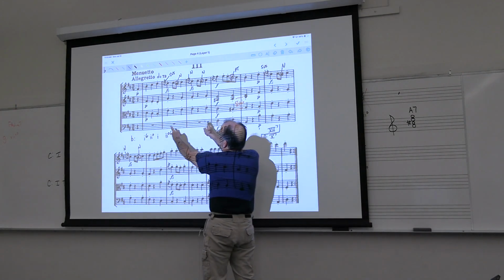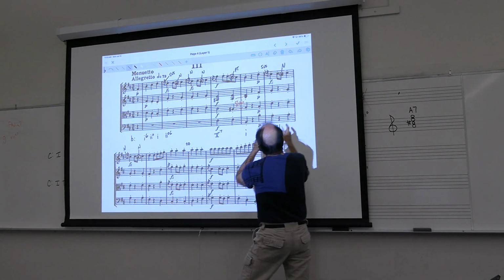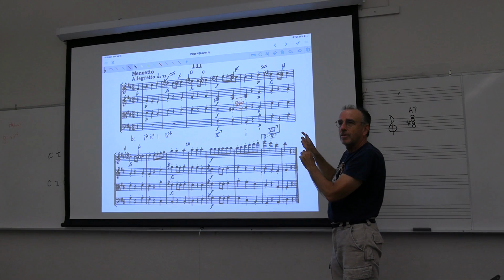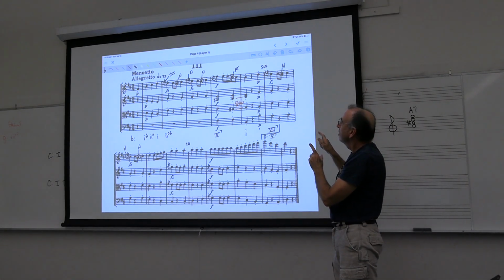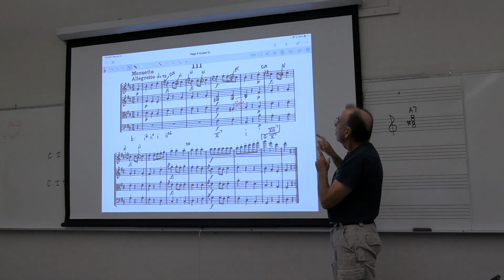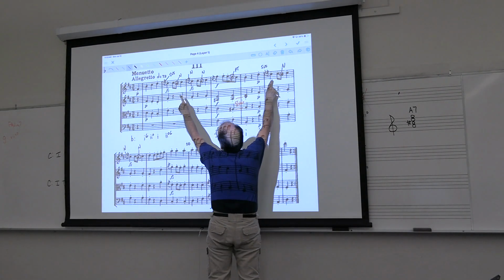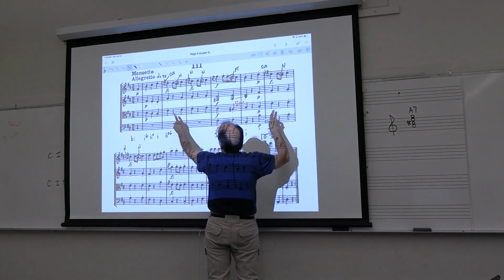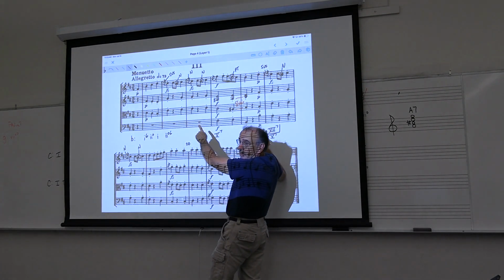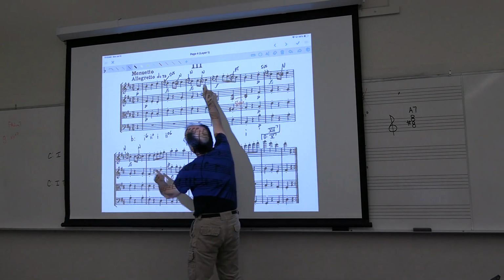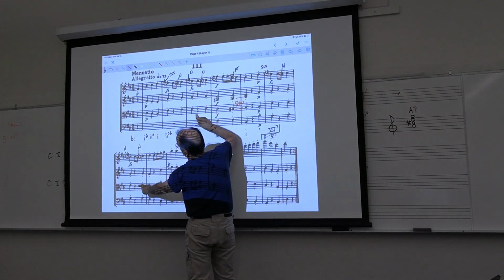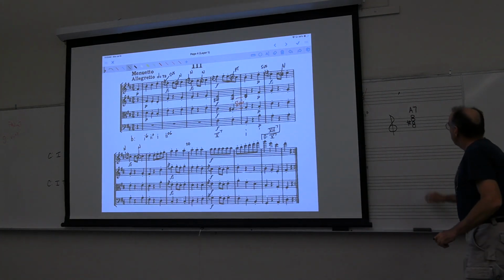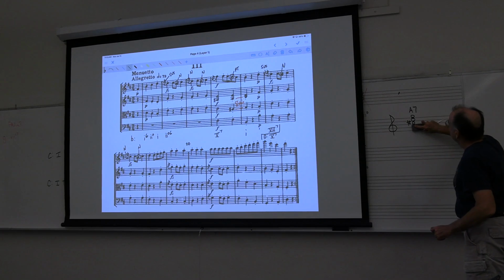Yeah. So these two measures and these two measures are the same except for the new key. No E sharp. So this and this is the same, right? This and this is the same. This and this is the same. This and this is not the same. And same thing is here. This and this is the same. This and this is the same. This and this is the same. The A is added. So if we take a look at this chord, well, I'm going to leave it this way.